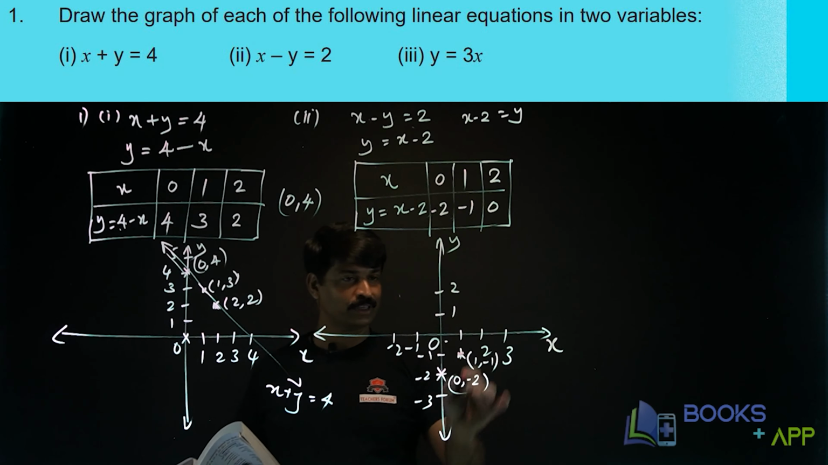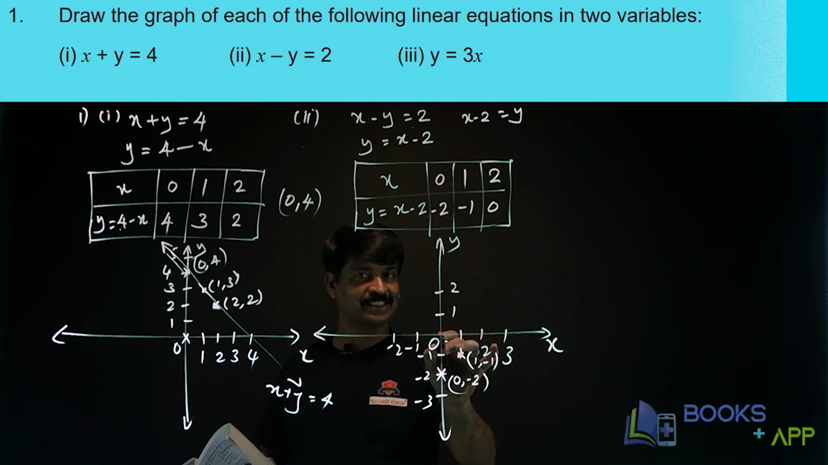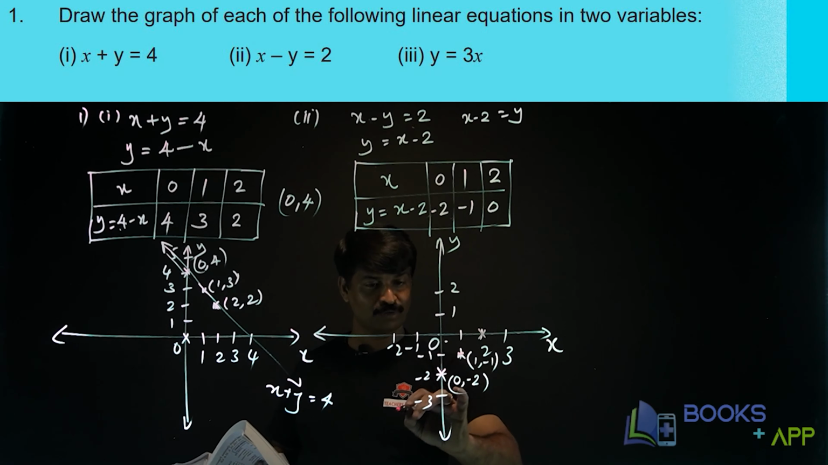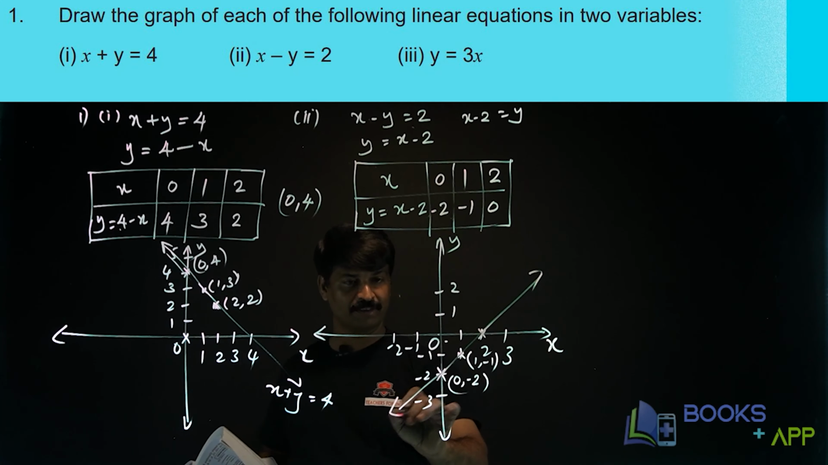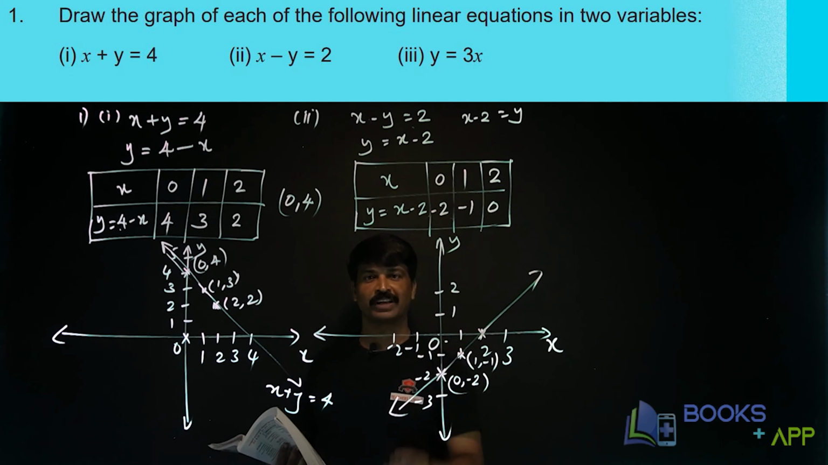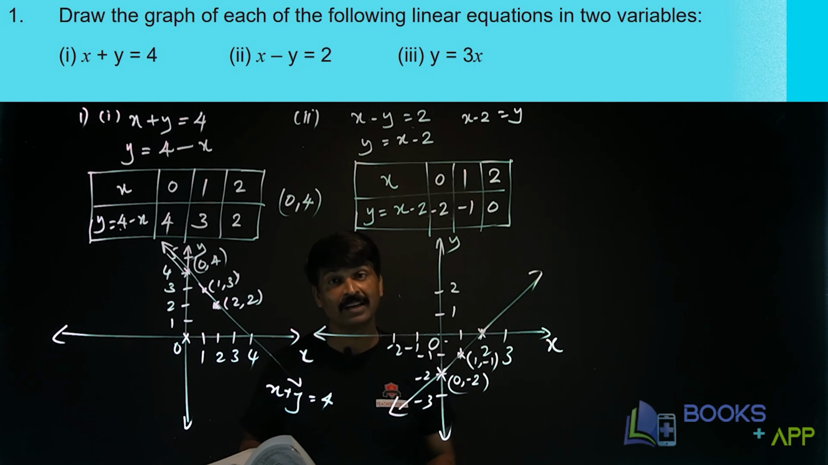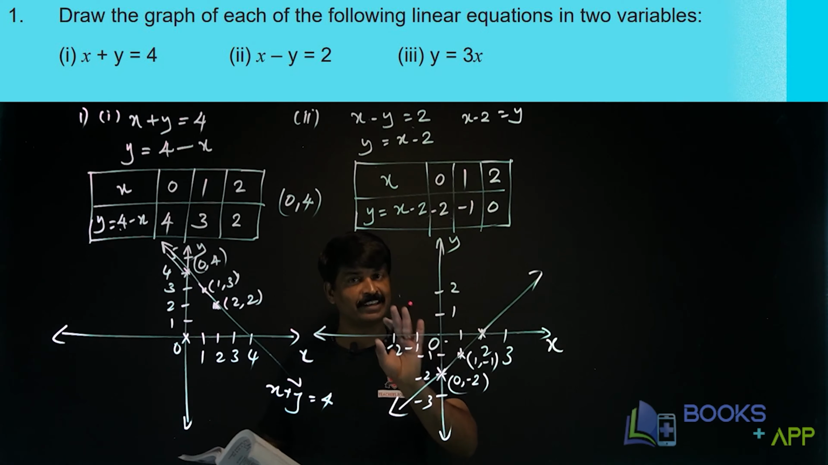Then comes 2, 0. On the x-axis it is 2, on the y-axis it is 0. So this is the point. Now if you draw a line, you will get a graph of this type. So it's a straight line. This is how you have to draw the graph for a given linear equation.